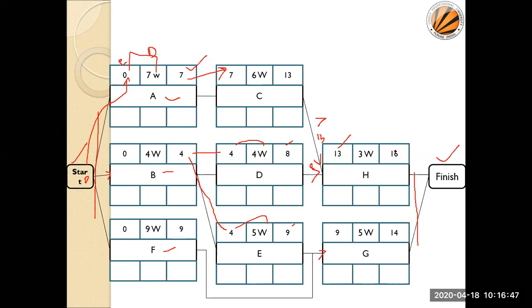Here again, from this side we are getting 16 value. From here we are getting 14 value. So which one do I have to copy here? 16. Clear? Yes, sir. So this particular process is known as my forward pass. Okay, forward pass.